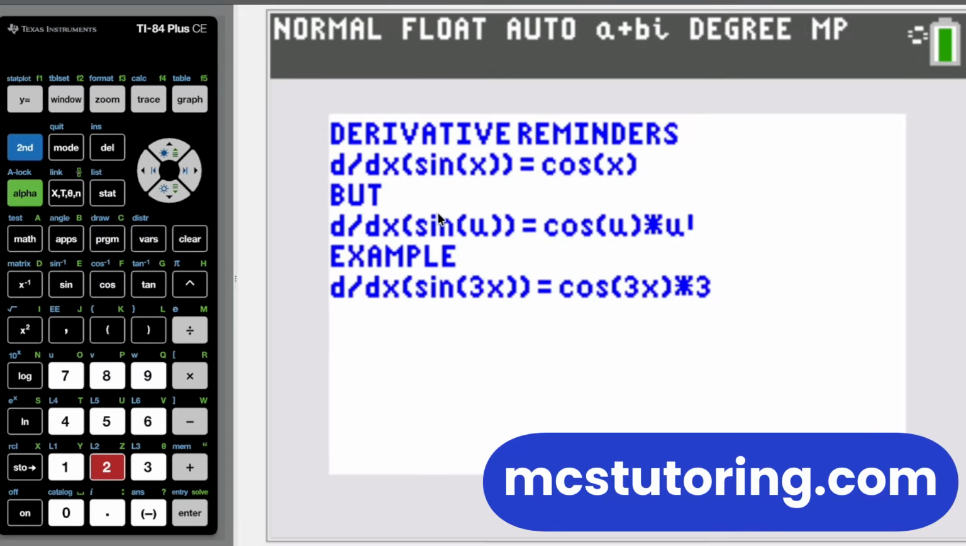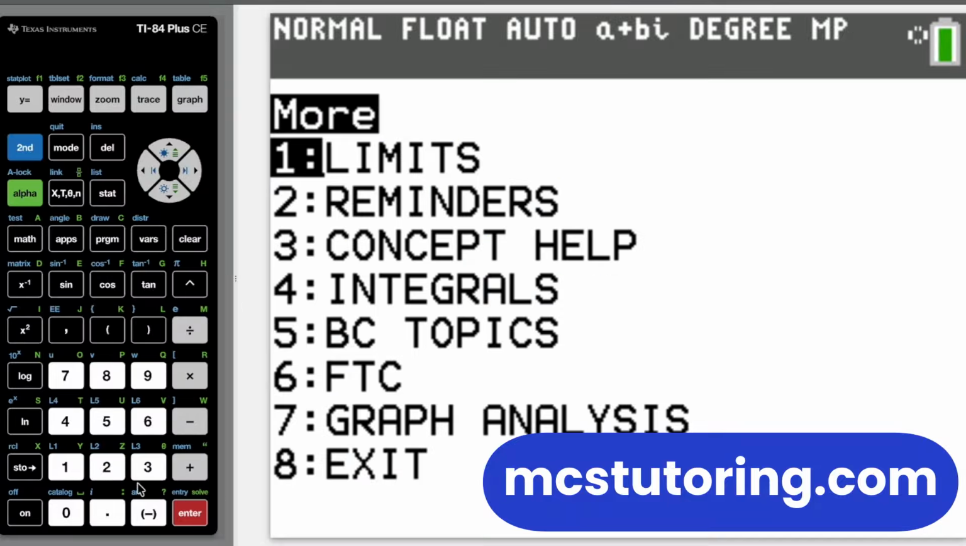So, you know, most people are like, oh, derivative of sine of x is cosine of x. But watch, if you have the derivative of sine of u, it's cosine u times u prime. So an example of this, if you have sine of 3x, and this is what messes people up. They should be learning the u's rather than the x's. So derivative of sine of 3x, it's cosine of 3x, just as you thought, times 3, derivative of what's inside here, the 3x part. So just remember that. That's what I put there for the reminders.